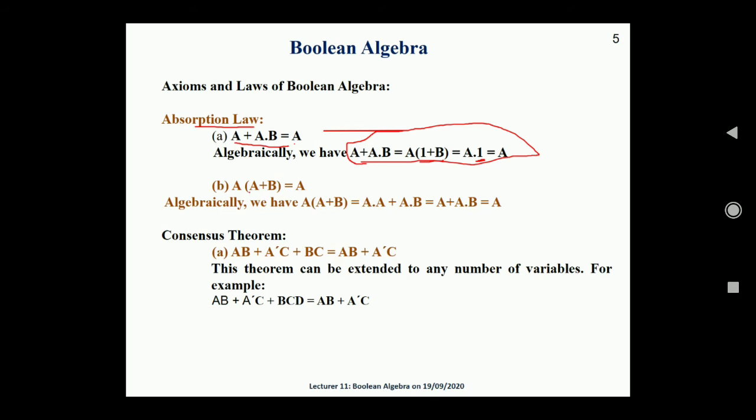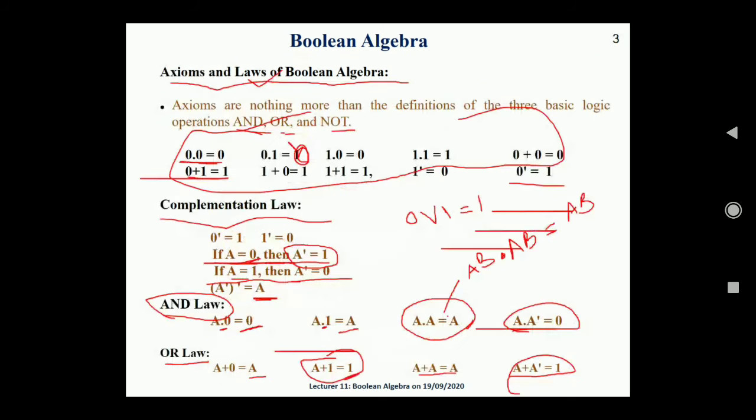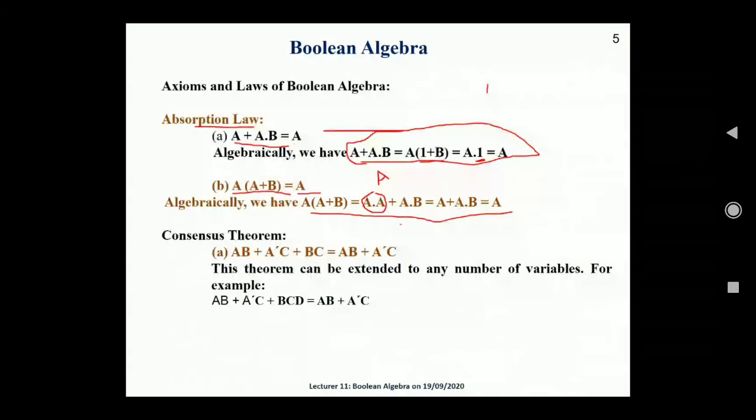And instead, if you are writing it this way, a into a plus b, we also get a. So this is the derivation. You know a dot a equals what? a dot a equals a, and this comes from the AND law. So a dot a equals a, plus a dot b. So we are getting a. How are we getting a?